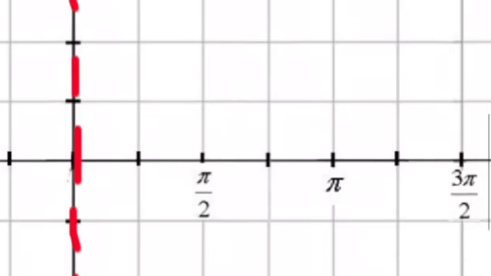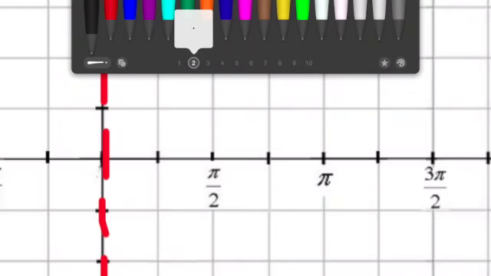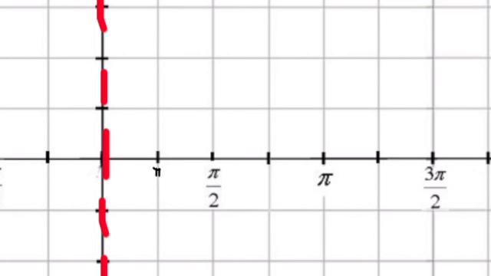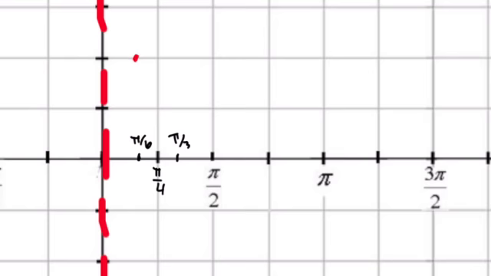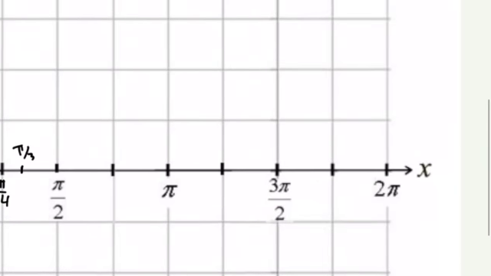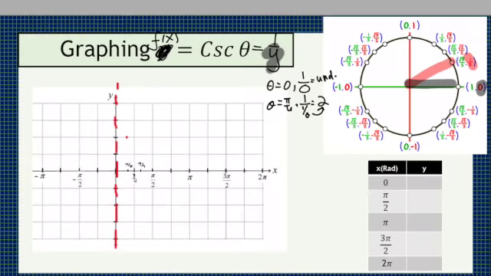So pi over 6 is going to be right before pi over 4. This is pi over 4. We know pi over 6 is about 1/3 of the way. That's pi over 6. And then we know that pi over 3 is about 2/3 of the way to pi. Okay, so at pi over 6, we've got 2. We're going to do this in red. So we're going to get 2. Perfect.